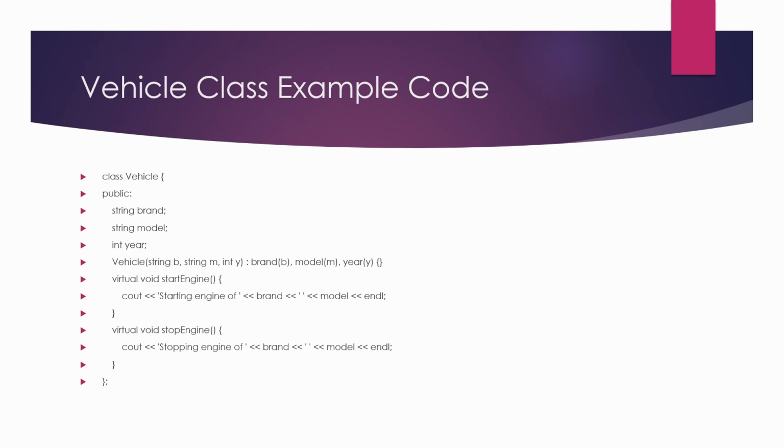Here's an example of the base Vehicle class. It has public properties like brand, model, and year, and methods for starting and stopping the engine. Notice that we use the virtual keyword to allow these methods to be overridden in the derived classes.